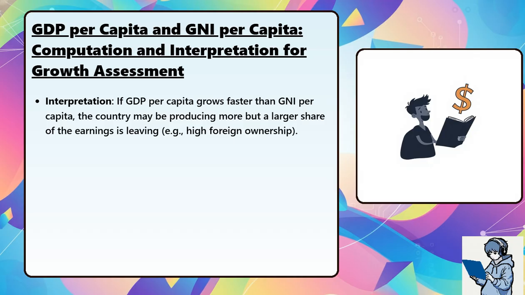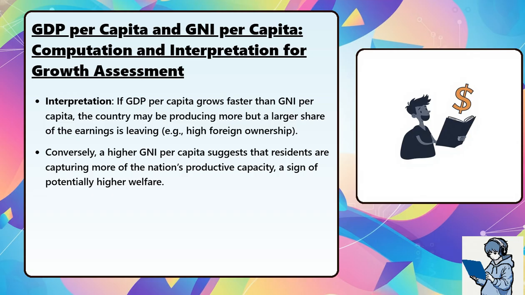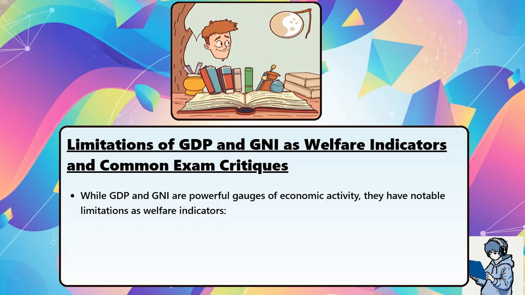Interpretation: if GDP per capita grows faster than GNI per capita, the country may be producing more, but a larger share of the earnings is leaving, for example, high foreign ownership. Conversely, a higher GNI per capita suggests that residents are capturing more of the nation's productive capacity, a sign of potentially higher welfare. While GDP and GNI are powerful gauges of economic activity, they have notable limitations as welfare indicators.